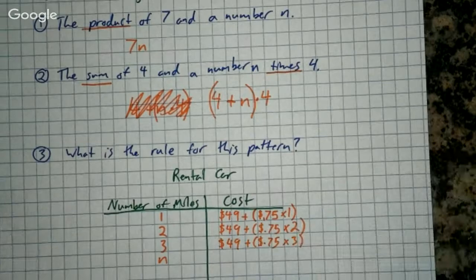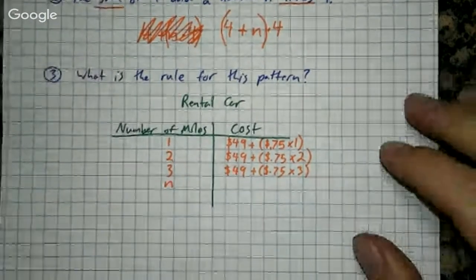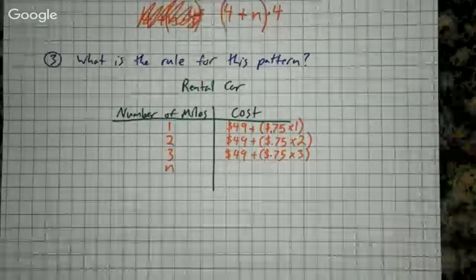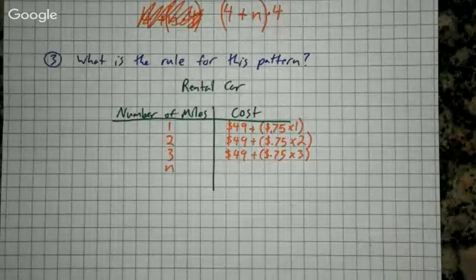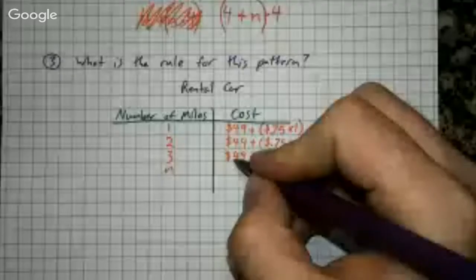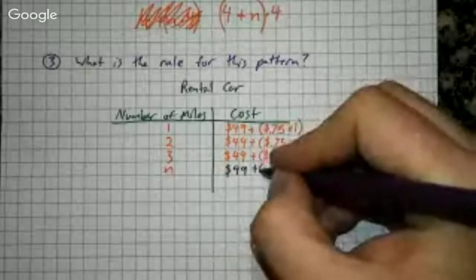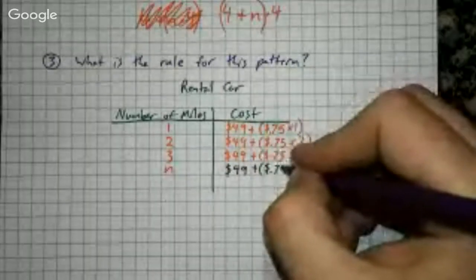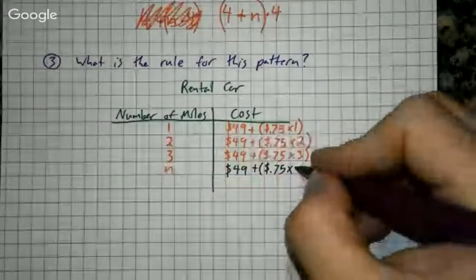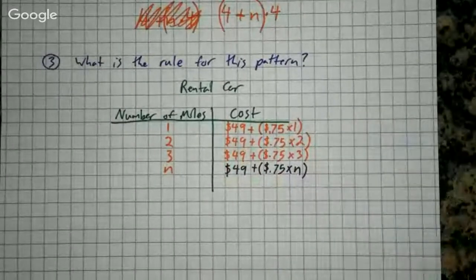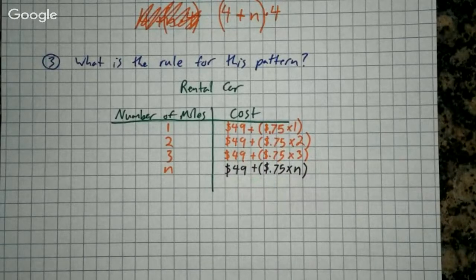So again, should be pretty simple for us to be able to see what is the variable that we see here. What variable are we looking at? And the variable number is the number of miles. That's what's changing. So our rule is going to be $49. You're always going to pay that $49. And then you're paying your 75 cents times however many miles you drive. So it's 75 cents a mile. And that's the end of our modeling there. So 3 examples of how we're doing some stuff.